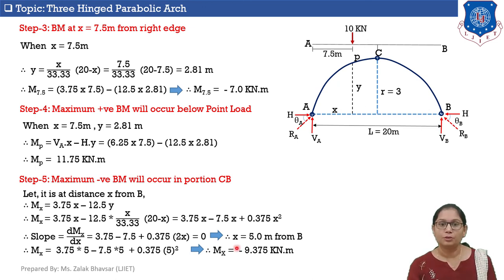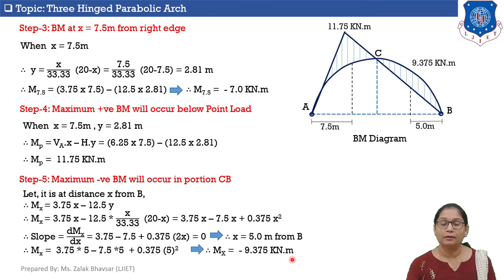Now let's put x is equal to 5 meter in equation of Mx. So Mx is equal to 3.75 into 5 minus 7.5 into 5 plus 0.375 into 5 square. So I am getting Mx is equal to minus 9.375 kilonewton into meter.